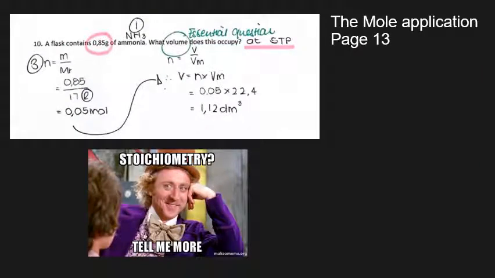Question 10 on page 13, so we're almost there, grade 10s. Question 10 says a flask contains 0.85 grams of ammonia, which is NH3. What volume does this occupy? So my essential question is, what volume does this occupy at STP?